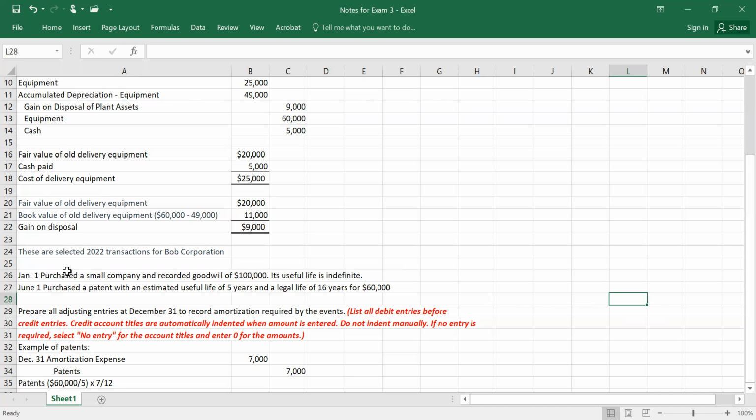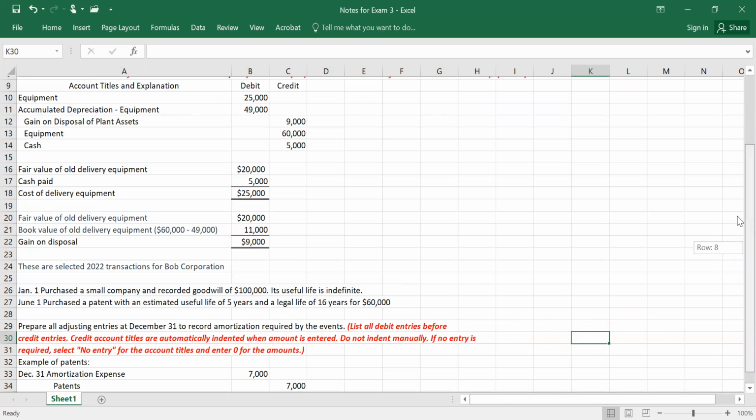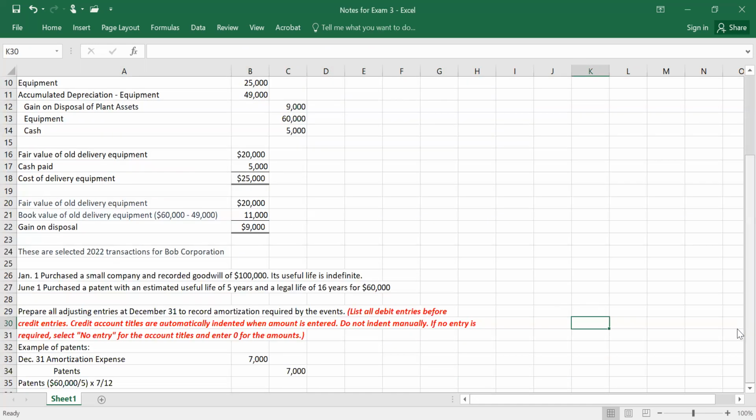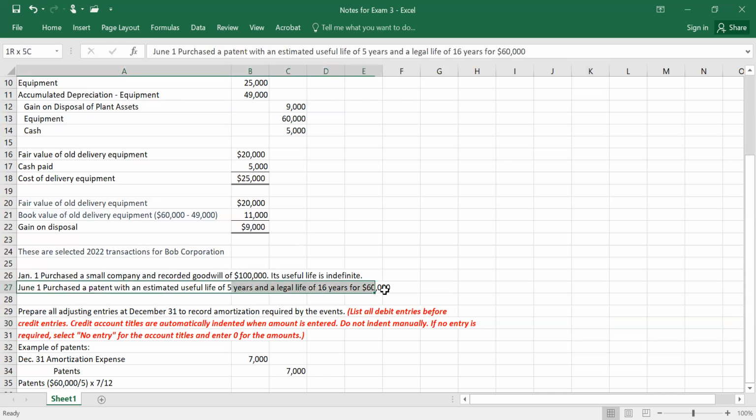What I would suggest you do regarding goodwill is read it in the text, and look at the instructions very, very carefully for this question so that you understand what you need to do for January 1st, if there's something required or not. For the patent, it tells us on June 1st, they purchased a patent.